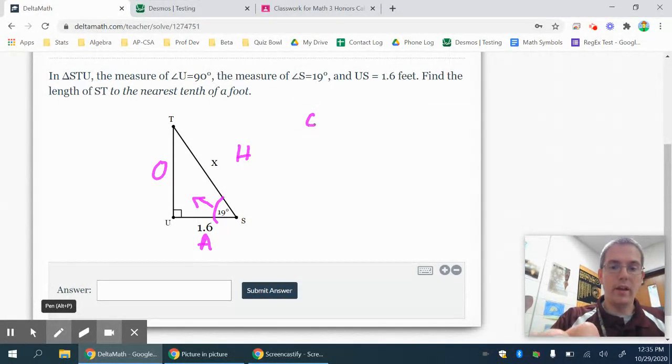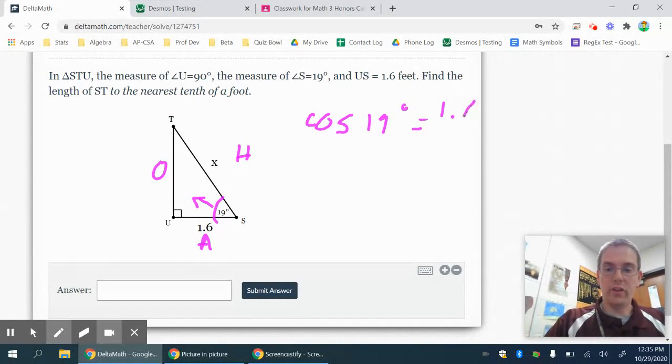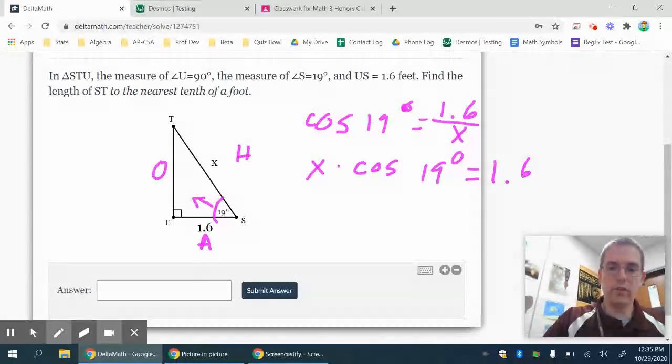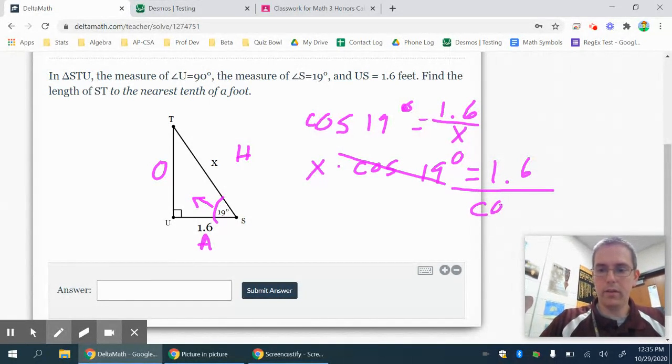So the trig function that's going to work for that is cosine. So I have cosine of 19 degrees equal to adjacent over hypotenuse, 1.6 over x. Remember, we start solving by multiplying by the denominator, and this time, x. So that's x times cosine of 19 degrees is 1.6. And then to finish solving, we divide off that cosine of 19 from both sides.